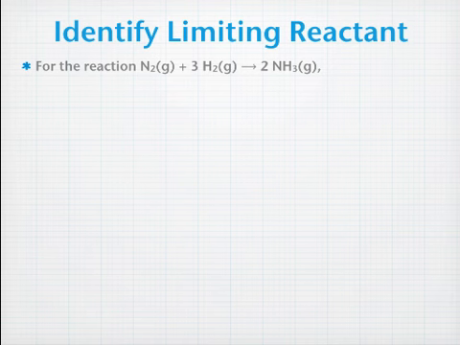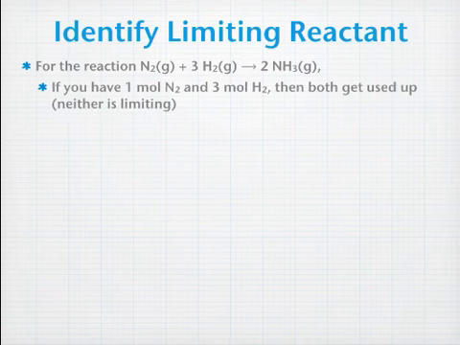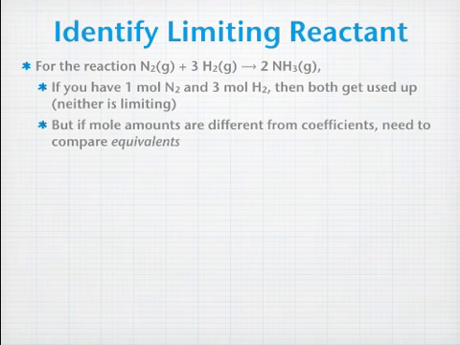For my favorite reaction, nitrogen gas plus 3 hydrogen gas yield ammonia gas, we're going to first look at what would happen if we didn't have a limiting reactant. If we had 1 mole of nitrogen and 3 moles of hydrogen, then both of them would get used up. In other words, nothing would be limiting. So the stoichiometric coefficients here show us the relative amounts of each of the reactants that get used during the reaction.